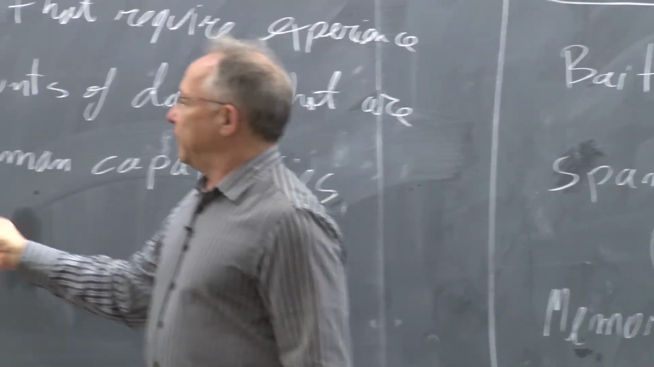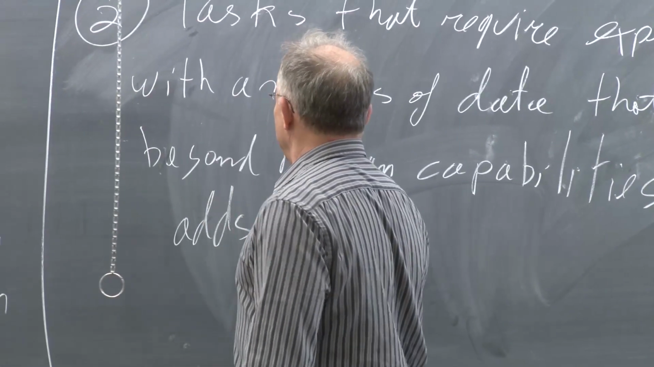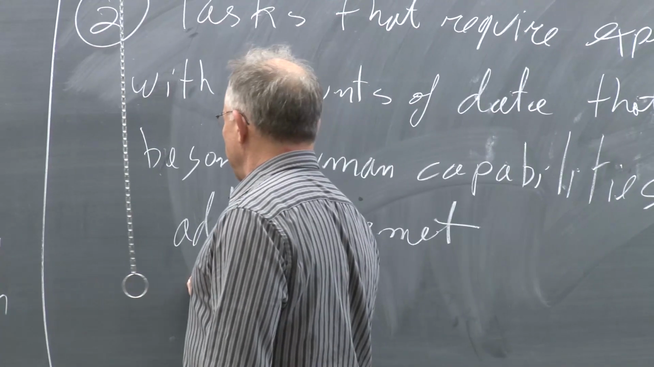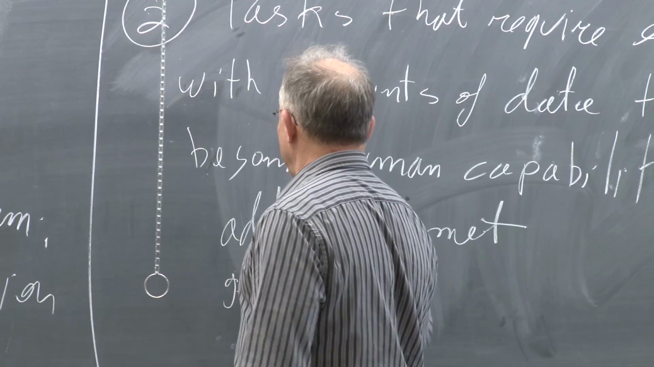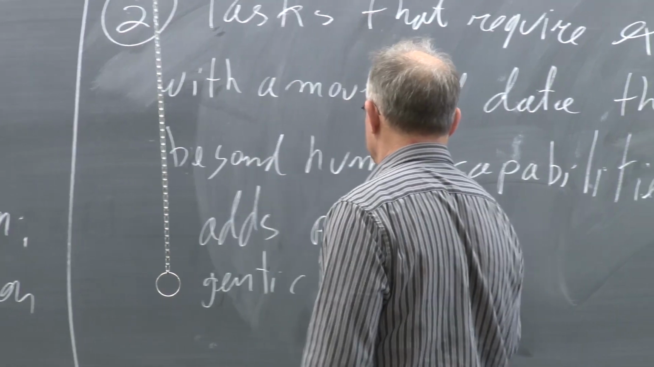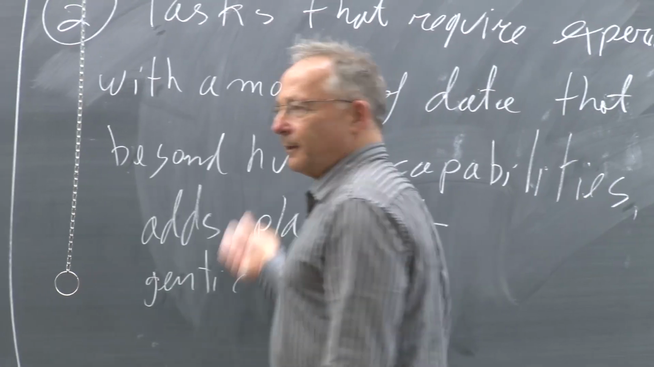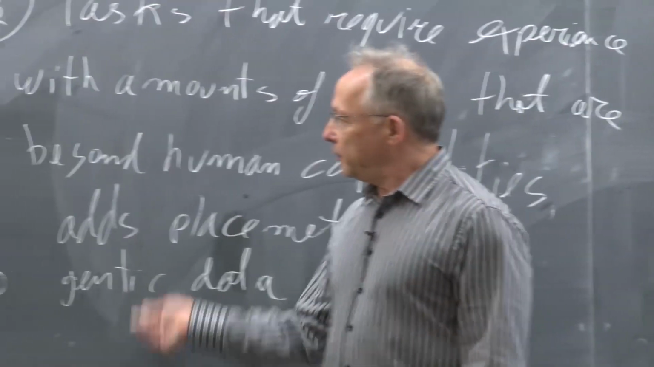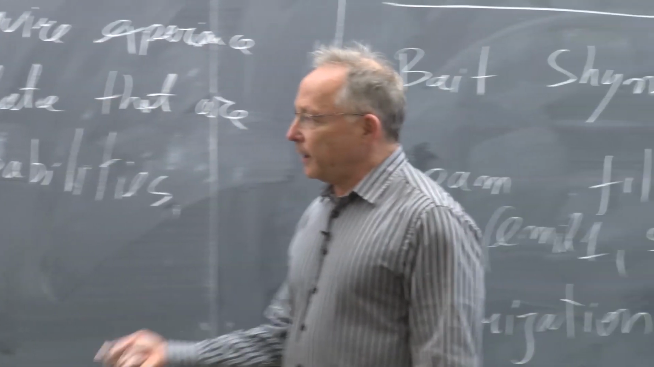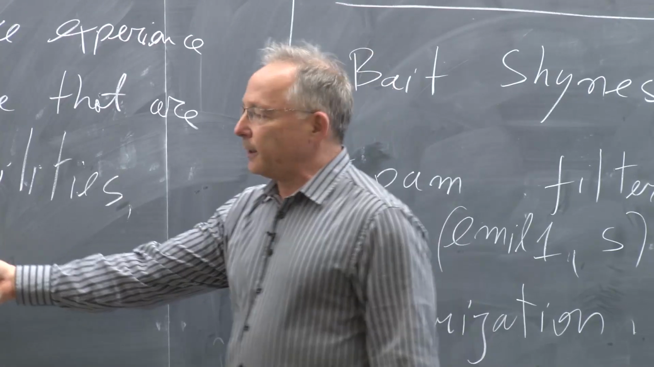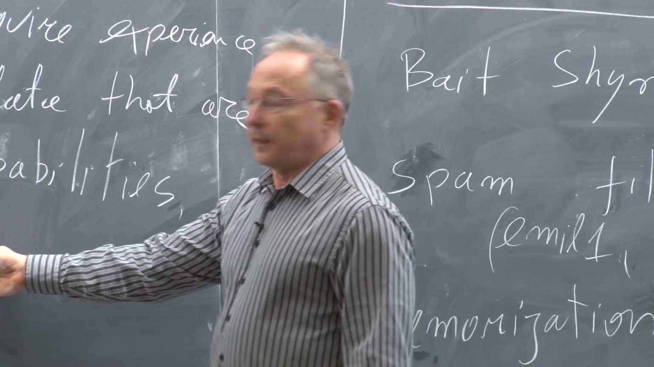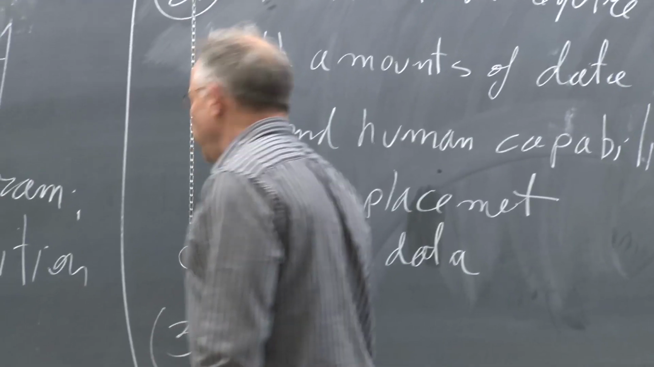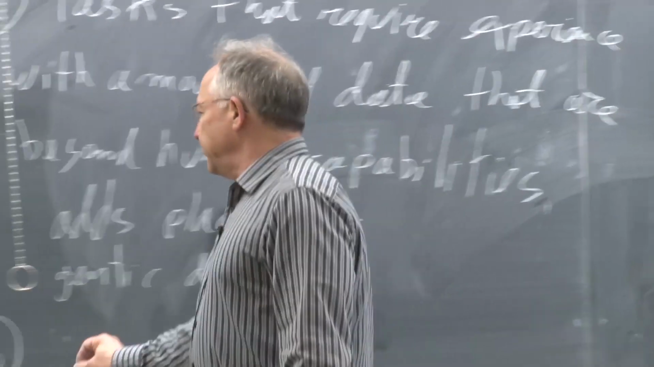So ad placement, genetic data, understanding the genetic data, lots and lots of examples that we use today with machine learning, where the reason we use machine learning is that it's beyond human capabilities. And another, let me just mention one more important reason for the need for machine learning, and this is adaptivity.